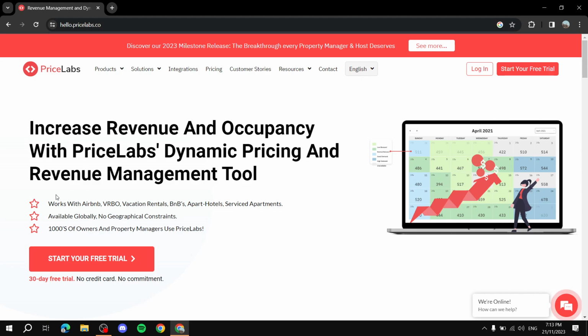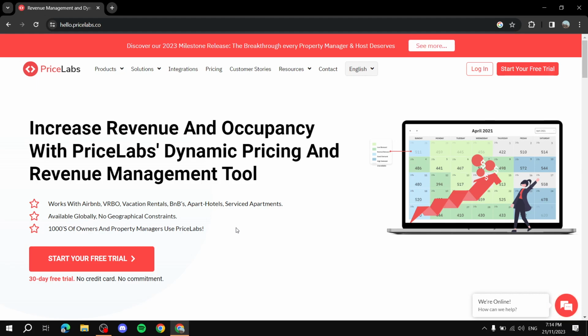These three stars here say it works with Airbnb, VRBO, vacation rentals, B&Bs, apart hotels, serviced apartments, and even more than just that. It is available globally, so no constraints when it comes to geography. And like you can see, a lot of people use it, and it's very, very much loved. The feedback is always positive when it comes to PriceLabs and how they increase their revenue when using it.